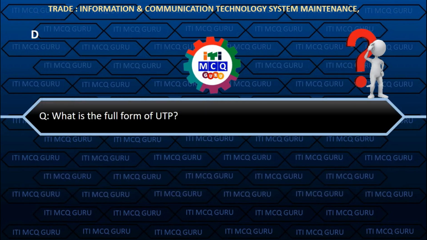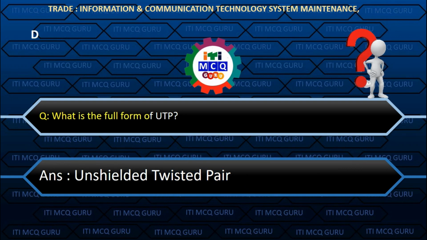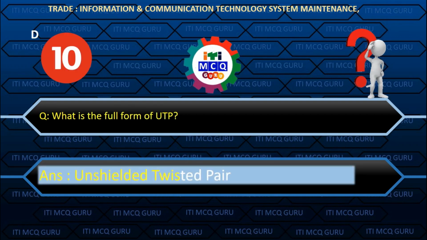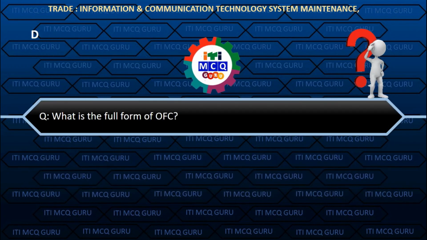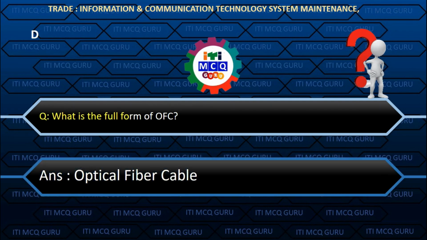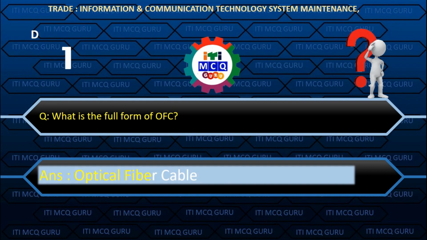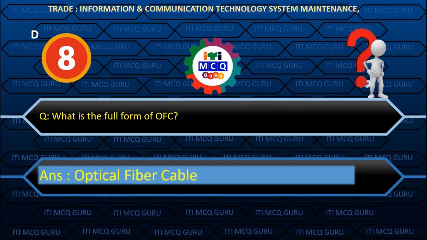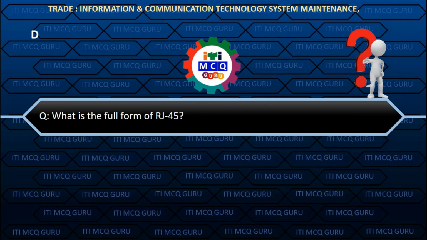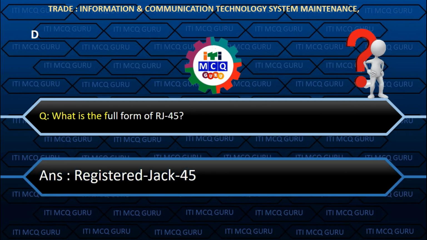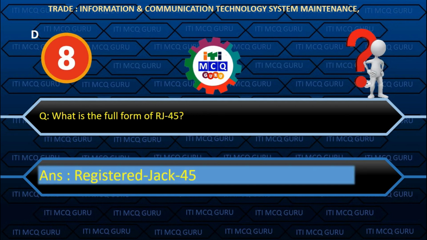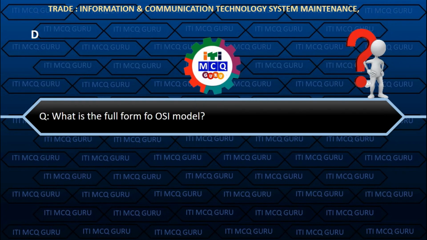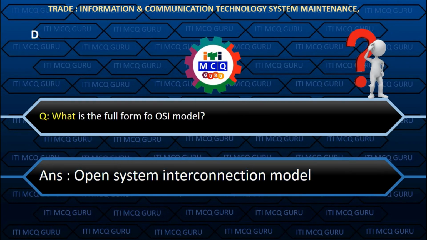What is the full form of UTP? Answer is Unshielded Twist Pair. What is the full form of OFC? Answer is Optical Fiber Cable. What is the full form of RJ45? Answer is Registered Jack 45. What is the full form of OSI model? Answer is Open System Interconnection Model.